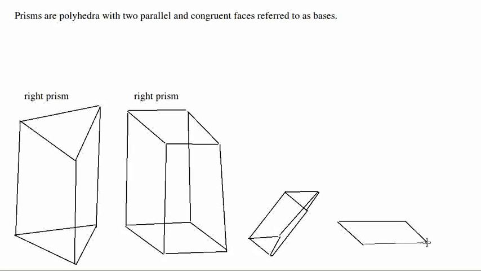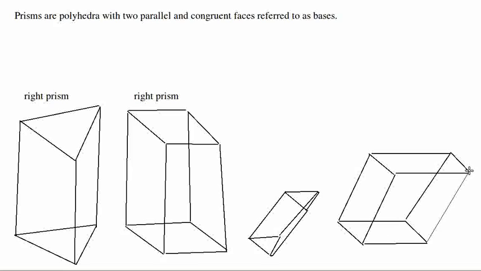So a parallelogram and then another base that is a parallelogram congruent and parallel to the first one. And again, it doesn't have to be directly above. It doesn't have to be lined up. Both bases don't have to be lined up vertically. Okay? So there's an example of a parallelepiped.